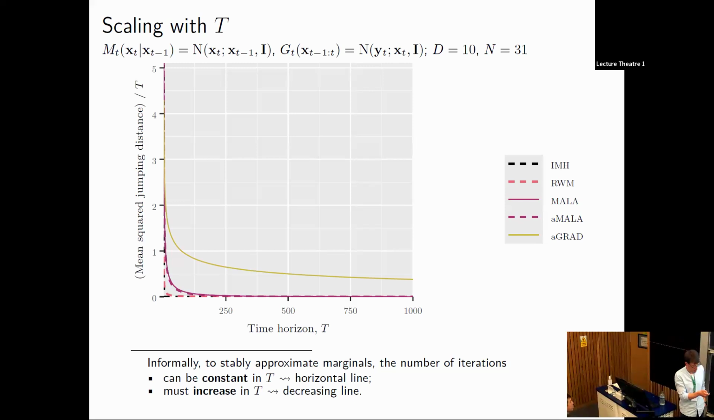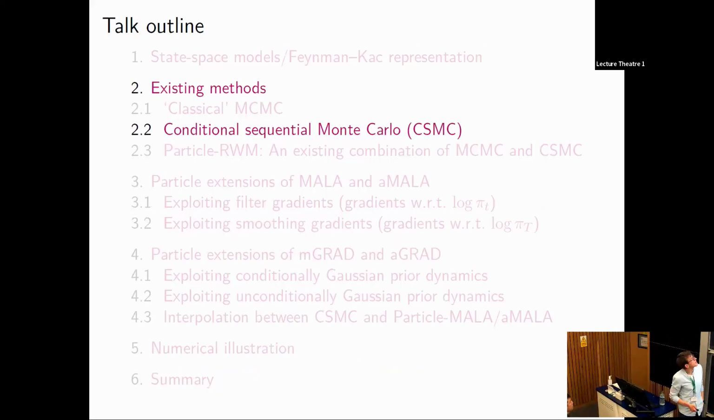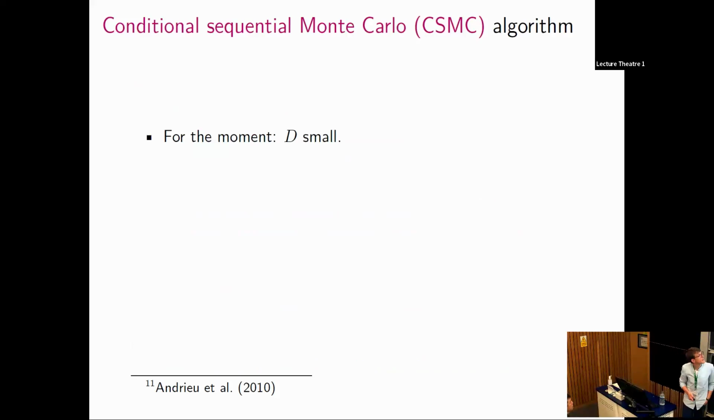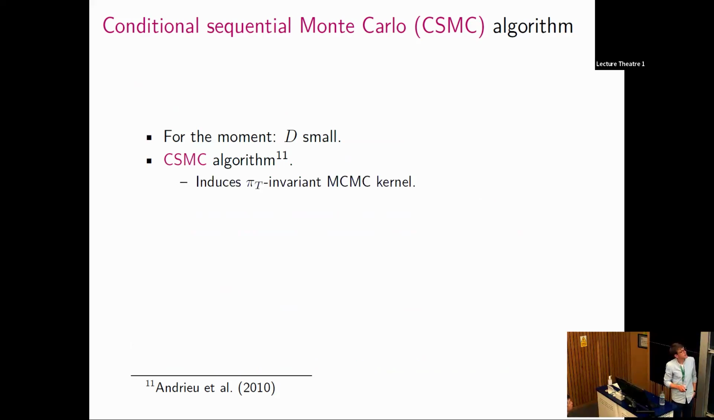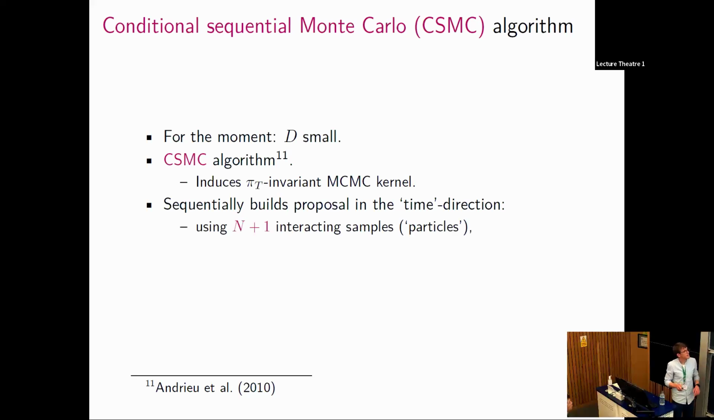So that's where maybe we can do better. And we can do better by using conditional sequential Monte Carlo methods. So what's the CSMC algorithm? For the moment, I'm just assuming that T is fixed and small. So that's some complicated method that again gives you a pi_t invariant MCMC. And it does that in a complicated way using n+1 samples.